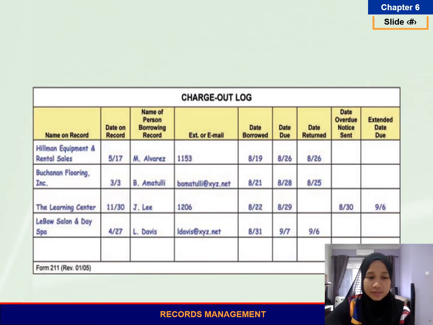Next is, okay, so this is an example of charge out log. Okay, so the information, contohnya, name of record, siapa pinjam, berapa bulan dipinjam, extension or email, date borrowed, due date, date returned. So ni adalah kind of charge out log yang record center keep.